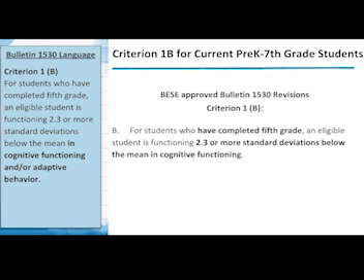Both Criterion 1 subsections A and B have been revised in the same way. The phrase and/or adaptive behavior has been removed. The criteria in these subsections now only include measures of cognitive functioning. Again, this means that IEP teams are no longer able to apply adaptive behavior scores to determine if these groups of students meet the requirements of this first criterion. Again, we're still talking about the criteria that applies to students currently in 7th grade and below.